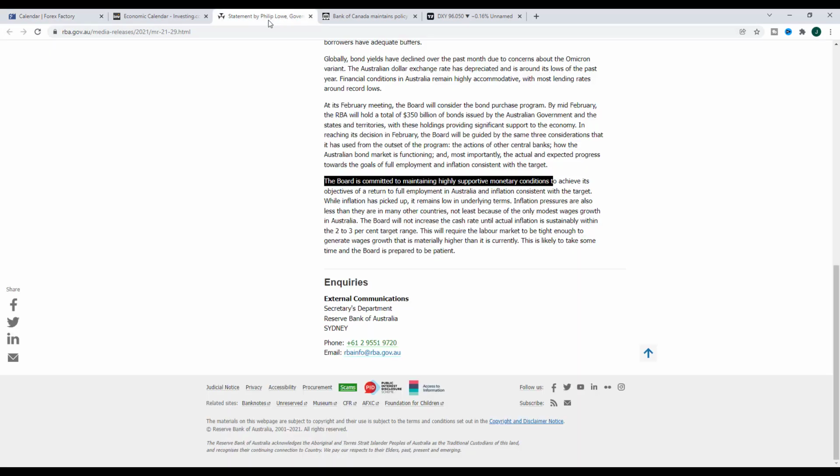If we go and have a quick look at the statements from the RBA, you can see the board is committed to maintain highly supportive monetary conditions. And this means that they're not going to be taking their foot off of the pedal of loose monetary policy. So fundamentally, you still have that bearish outlook for the Australian dollar.